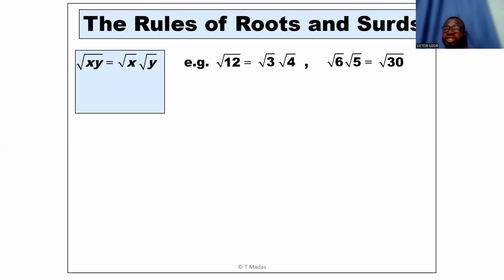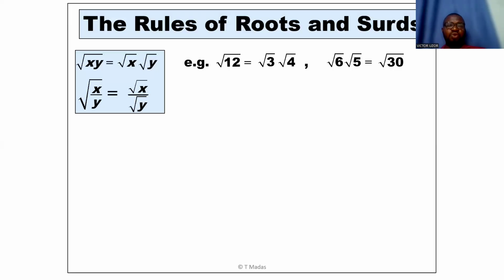One of the usefulness of it is that when you see an irrational number on its own, you cannot find the square root, but when you split it, one of those two numbers may have a square root you can find. For example, the square root of 12: root 3 does not have a square root, but root 4 has a square root. So if you simplify it, it is going to give you 2 root 3.